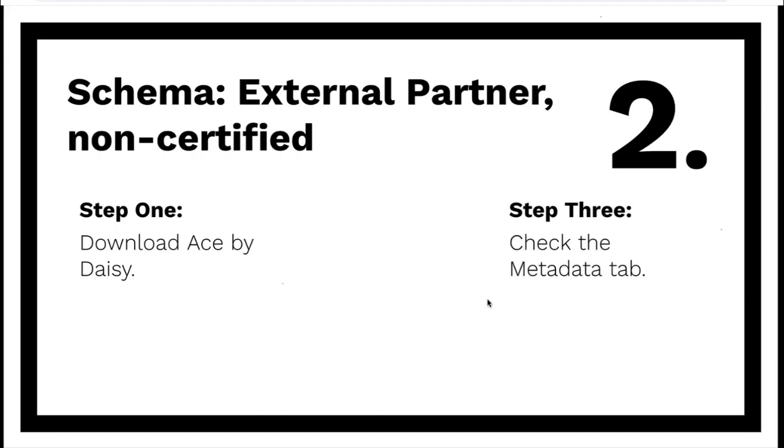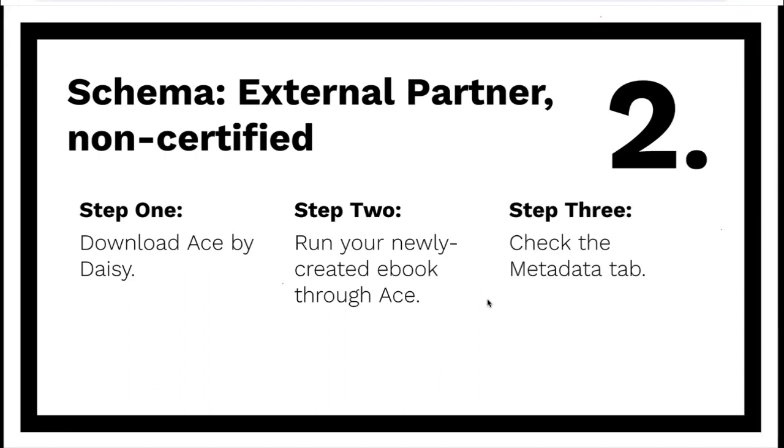Go download ACE. Once you have ACE, you're going to run your EPUB through ACE. That's step 2. And then in step 3, you're going to go check that metadata tab. I'll show you what that looks like with some screenshots. I have learned my lesson the hard way about doing live demos and webinars, so we are not going to do that today. It's all screenshots all the time.